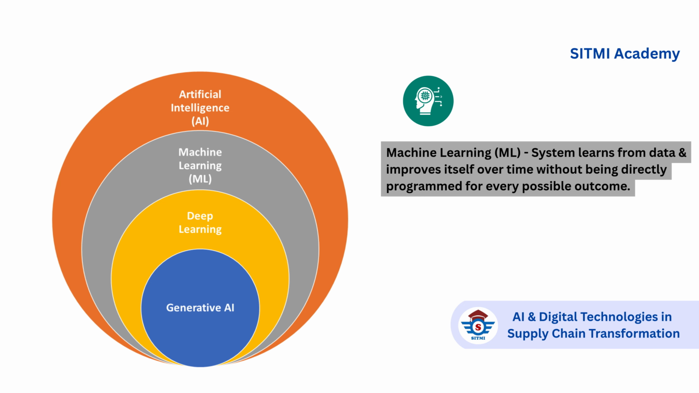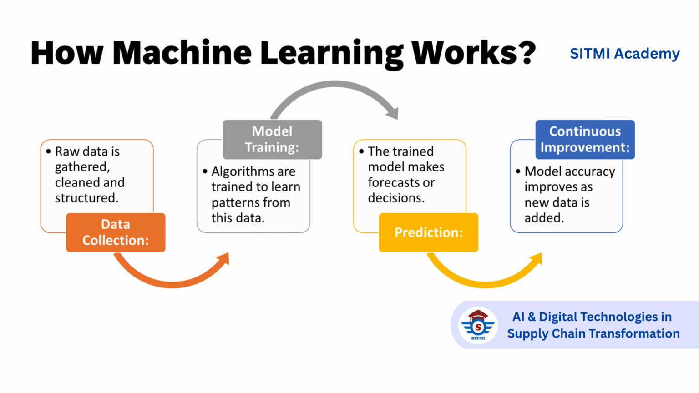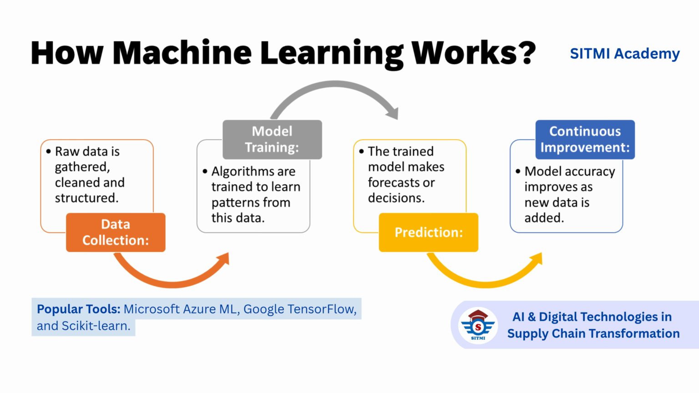How does it work step by step? First, data is collected, then algorithms are trained on this data, next predictions are made, and finally the model improves as new data comes in. Some well-known ML tools include Microsoft Azure Machine Learning, Google's TensorFlow, and Scikit-learn.